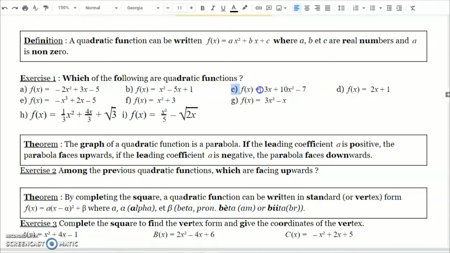C. f of x is equal to 3x plus 10x squared minus 7. So that's a little tricky. The a is the coefficient of x squared, so it's 10. b is the coefficient of x, it's 3, and c is negative 7.